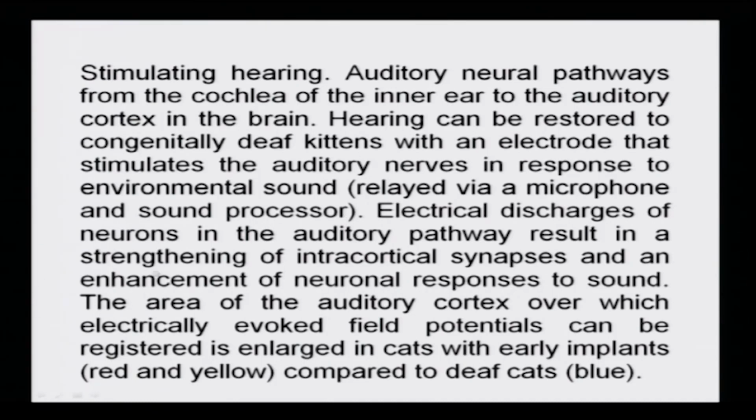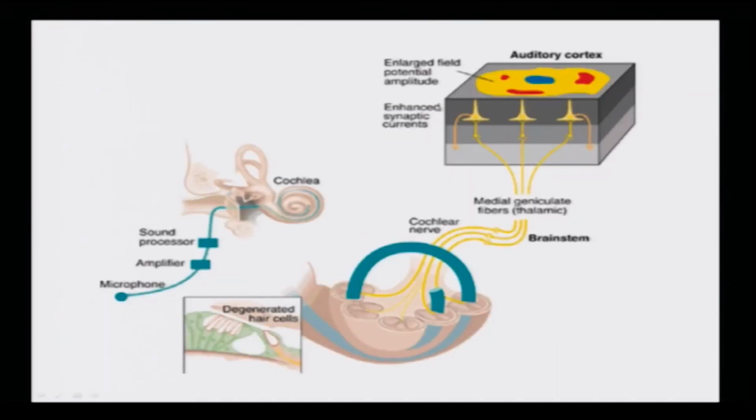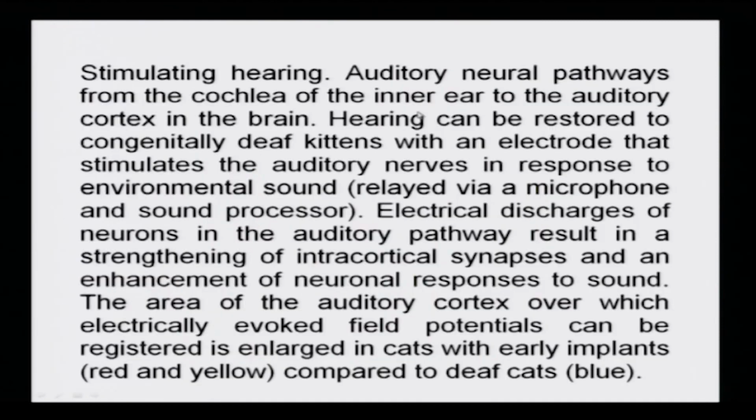It is pretty much the same thing that we just went through. Electrical discharges of the neuron in the auditory pathway result in a strengthening of intracortical synapses. That was the synapse strengthening; if you look at it, enhanced synaptic currents. This is what it meant. This results in a strengthening of the intracortical synapses and an enhancement of the neuronal response to sound.